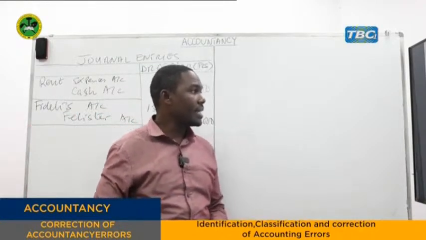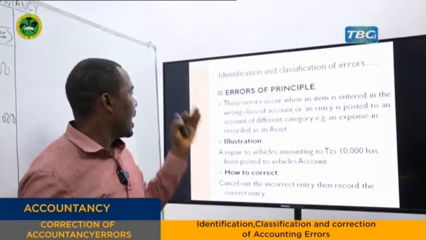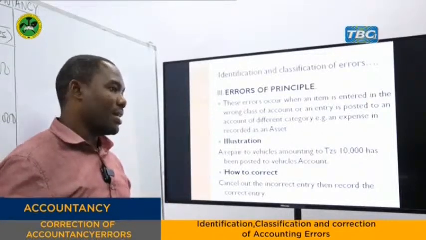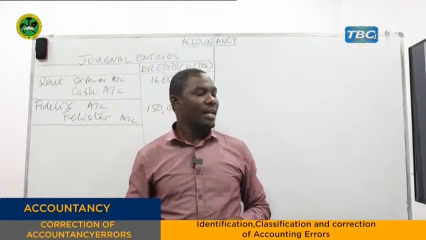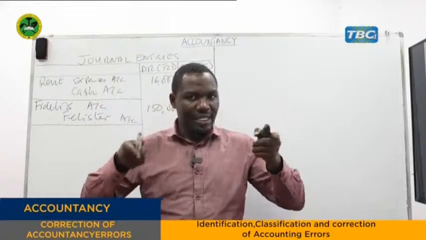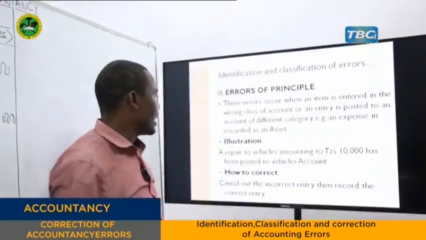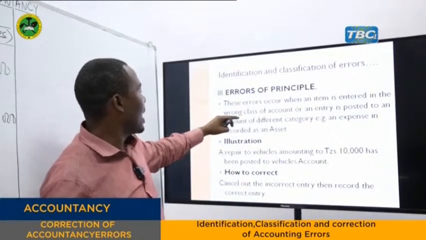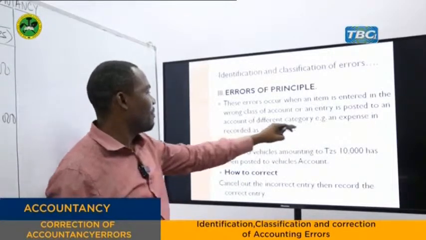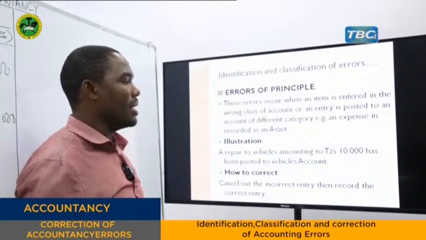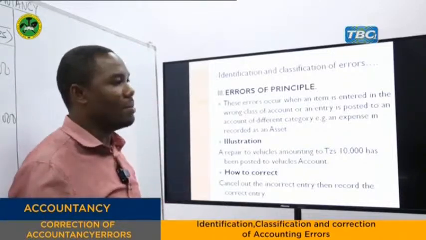We go to the next item. This is errors of principle, as I said before. Lack of accounting principle is one of the challenging problems in accounting. Basically, these errors of principle happen when you record an item in the wrong class of account. Basically, it is on two sides: when you record an item in the wrong class of account, or you post it to an account of a different category. Let's say it is asset and liability.